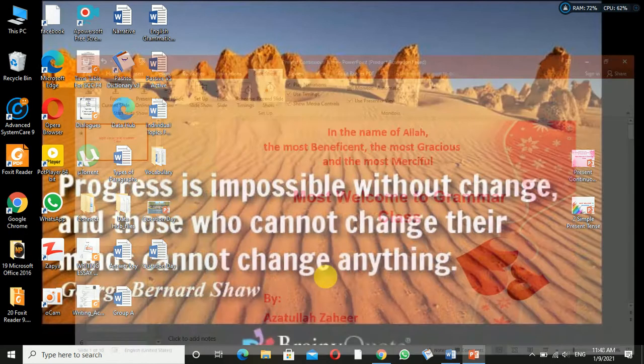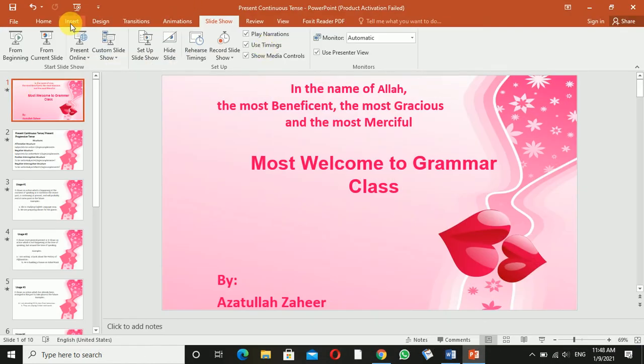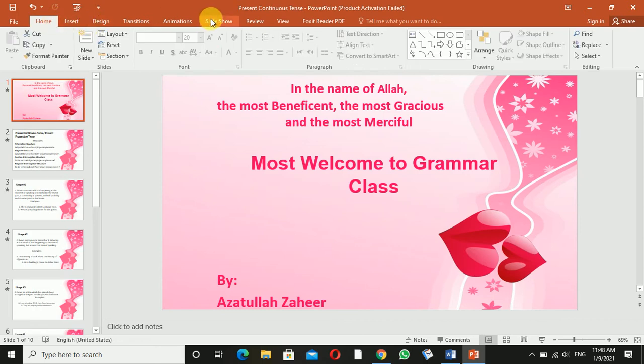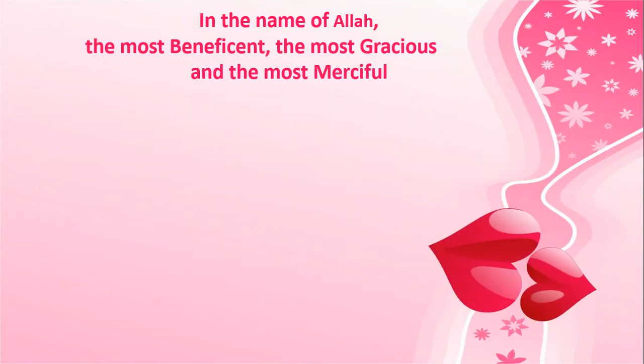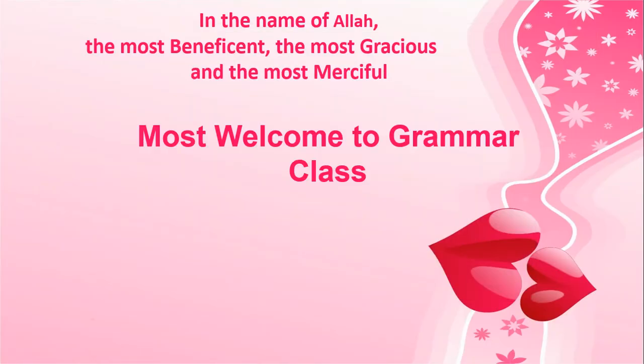So the first tense that we will be studying today is present continuous tense. So let's get started there, students. Okay, so present continuous tense is also called present progressive tense. Some people call it present continuous tense and some people call it present progressive tense. It's not a big deal which name you use. Both names are acceptable.